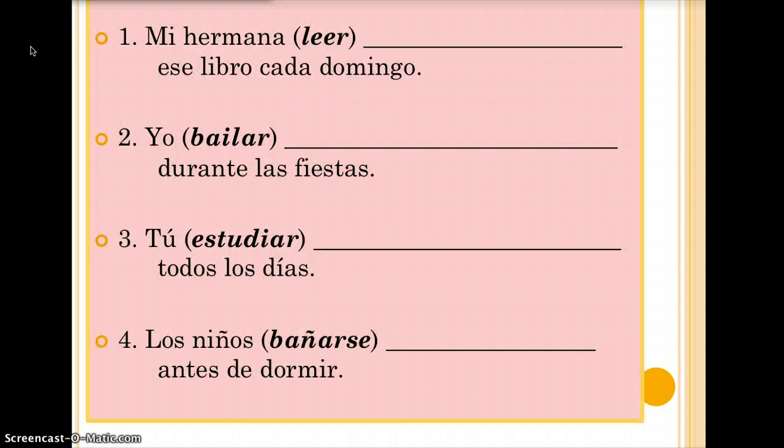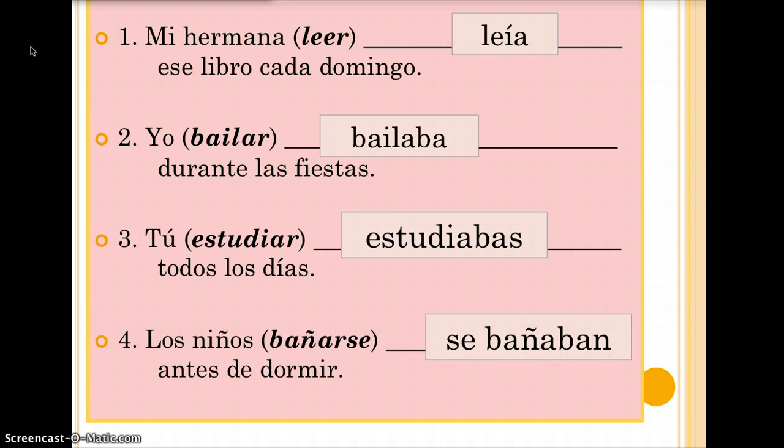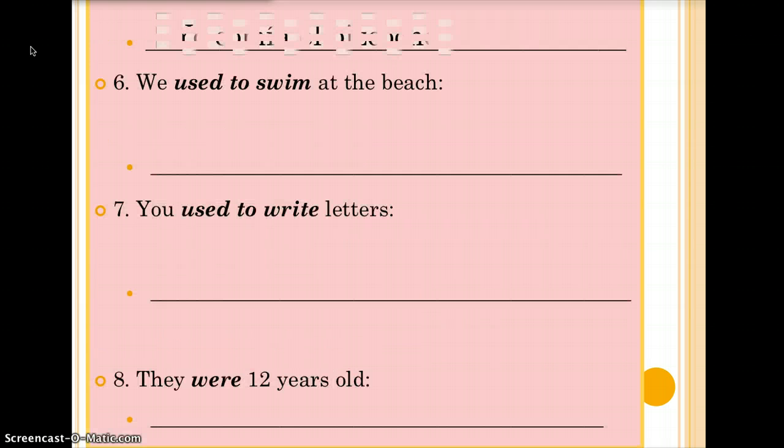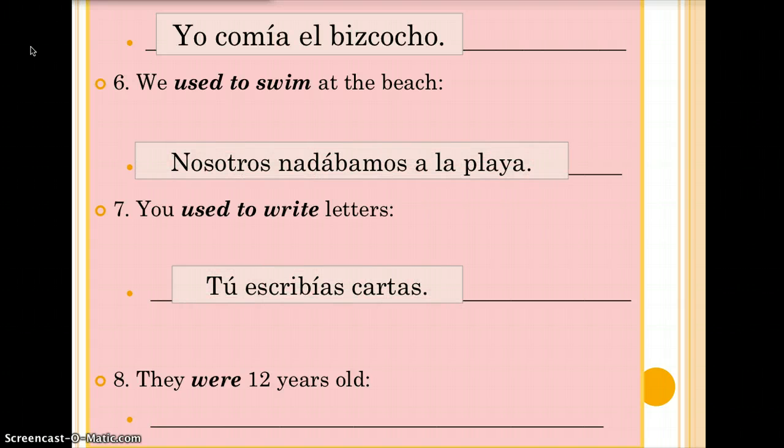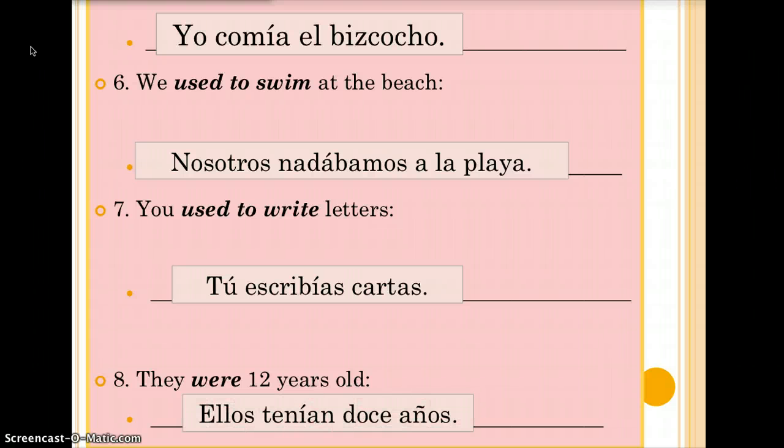Go ahead and pause the video, do the practice problems, and then replay to check. You should have leía, bailaba, estudiabas, se bañaban. Yo comía el bizcocho. Nosotros nadábamos a la playa. Tú escribías cartas. Ellos tenían 12 años.